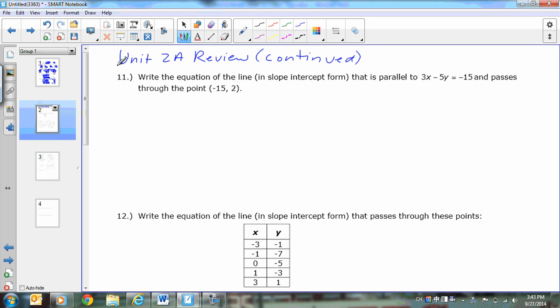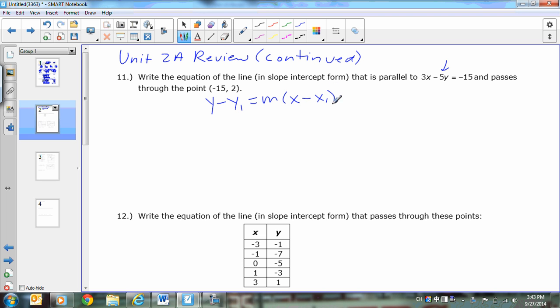This is a continuation of Unit 2A review, starting with number 11. All right, number 11 asks us to write the equation of the line in slope-intercept form that is parallel to this line and passing through the point (-15, 2). So again, let's start with point-slope form. y - y1 is equal to the slope times (x - x1).